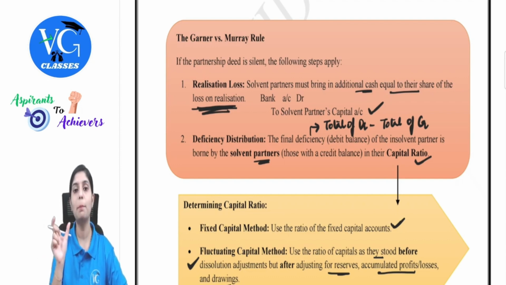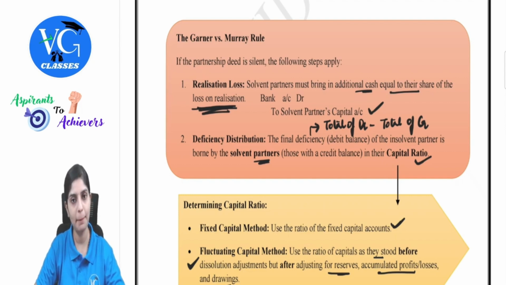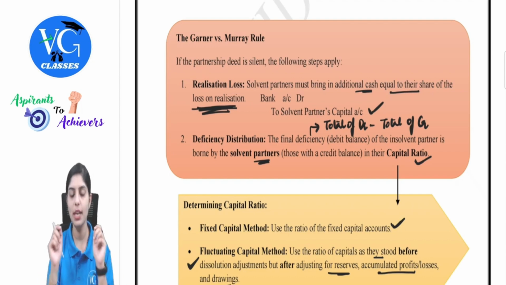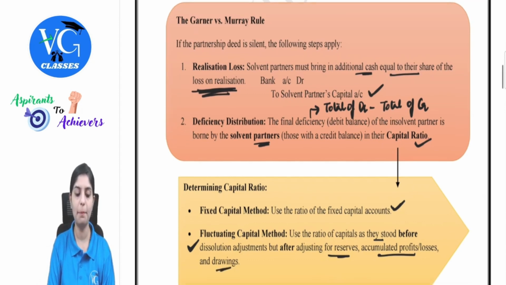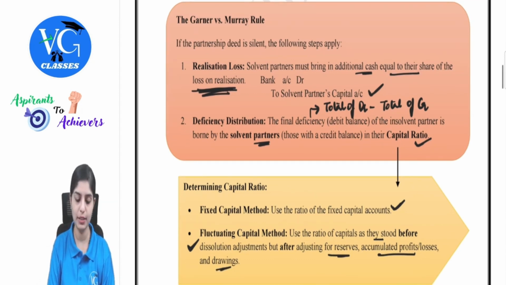Now, this should be apportioned between solvent partners in the capital ratio. The capital ratio we will determine using the method of maintaining capital. If it is the fixed capital method, we will take the fixed capital balances. If it is fluctuating, we will take the capital balances before impacting any dissolution adjustments. This was the summary of insolvency and application of Garner versus Murray's rule.